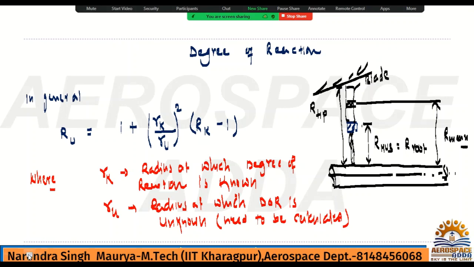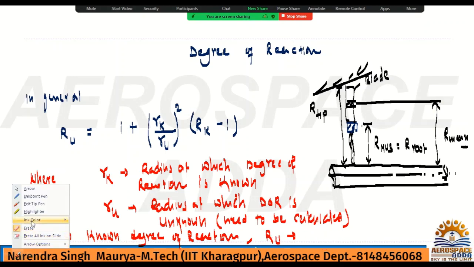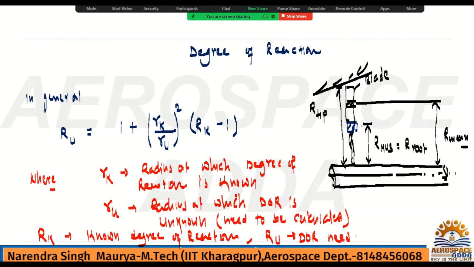Similarly, this R_K is the known degree of reaction, and this R_U is the degree of reaction that needs to be calculated. Done. Just for example, you can take any example.